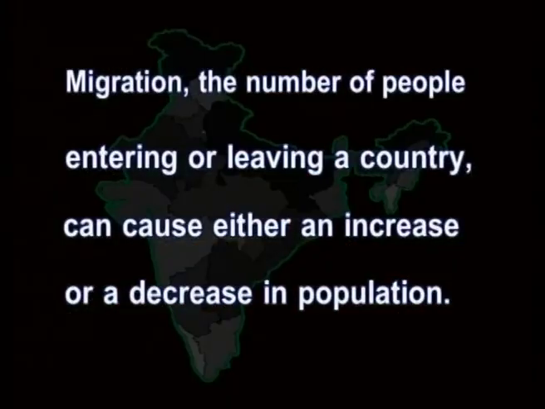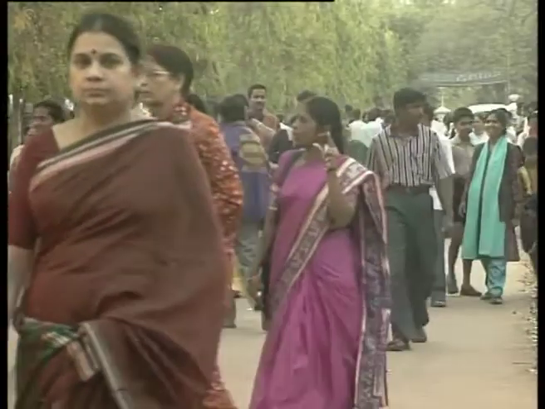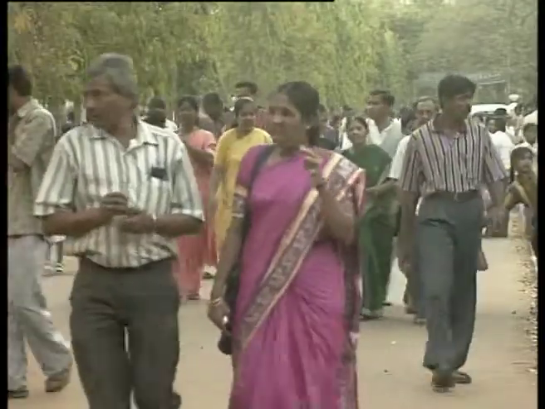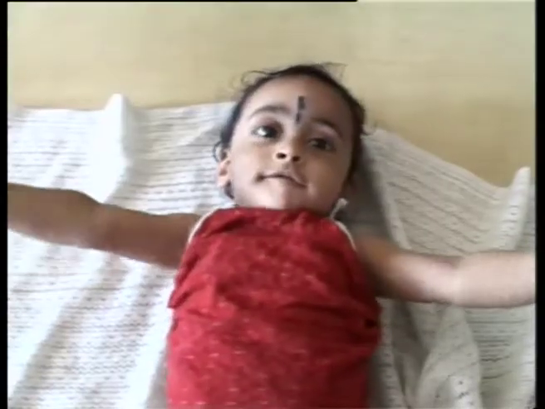The number of deaths is called mortality. This decreases the population. Migration means the number of people entering or leaving a country. This can cause either an increase or a decrease in population. A natural increase in population of a country comes from a greater number of births than deaths.